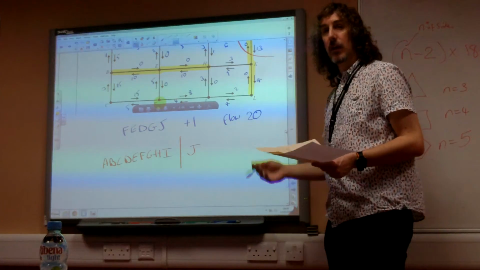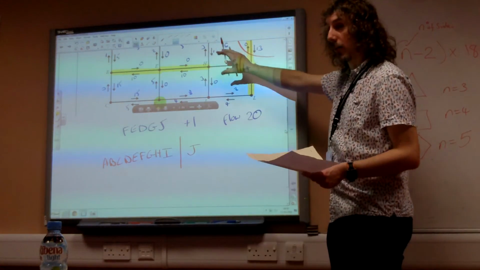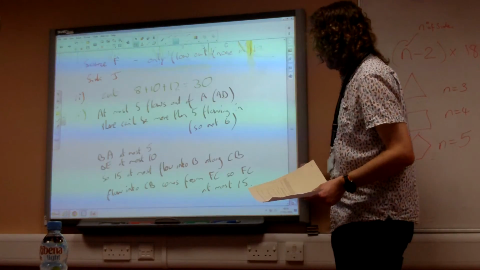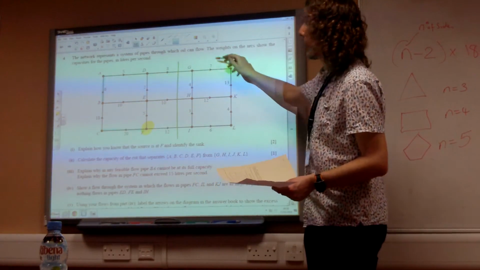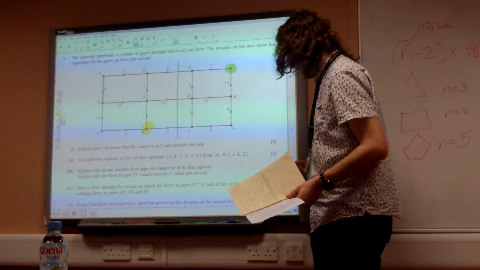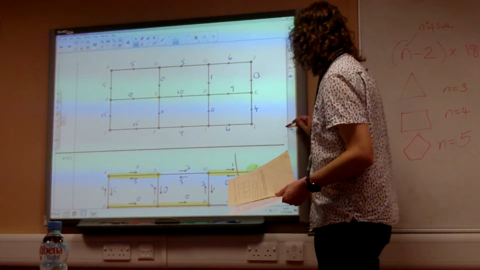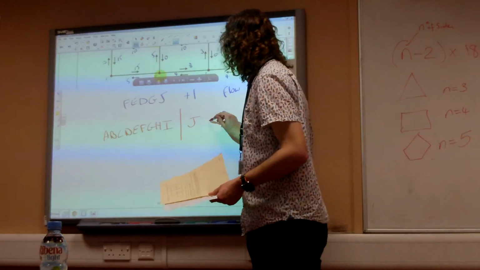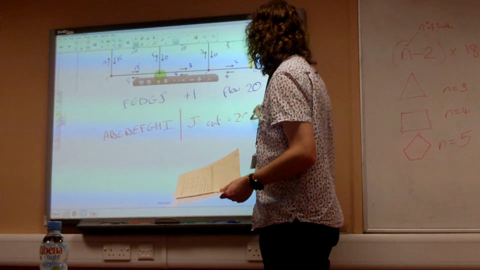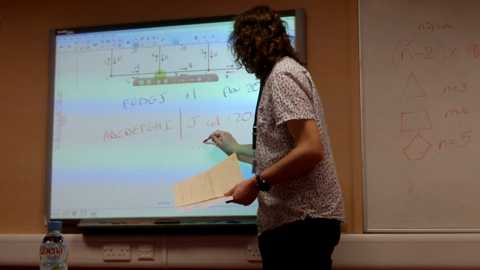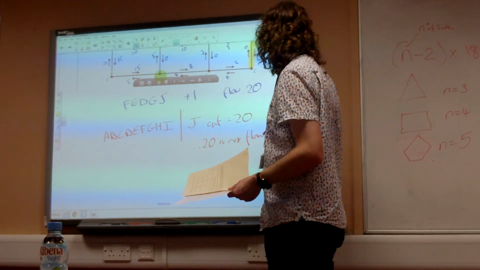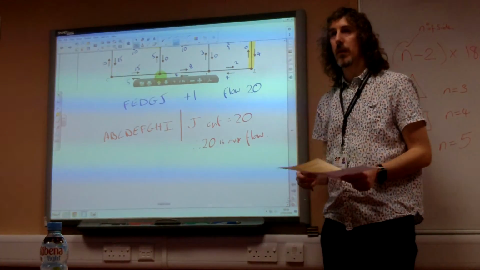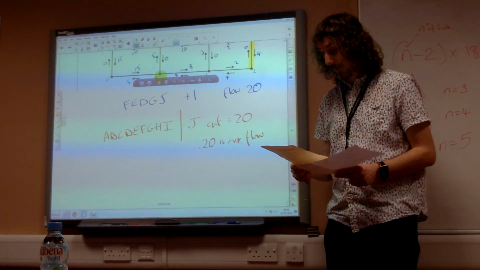And then to calculate the capacity of the cut, you don't look at this diagram. You go back to the original diagram, separating all of the others from J is a cut of 20. And there it is. That confirms that our flow is the maximum. Therefore, 20 is the maximum flow. And there we have it. Right, there we go. And that's maths.